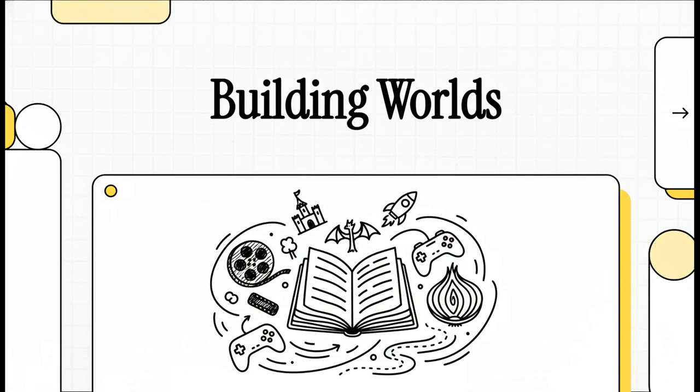Have you ever gotten so lost in a book or a movie or a game that the world itself felt, well, real? Like it was a character in its own right? That's not a mistake. It's the art and science of world building. And today, we're going to peel that onion back and see exactly how these incredible places get made. So let's just dive right in.